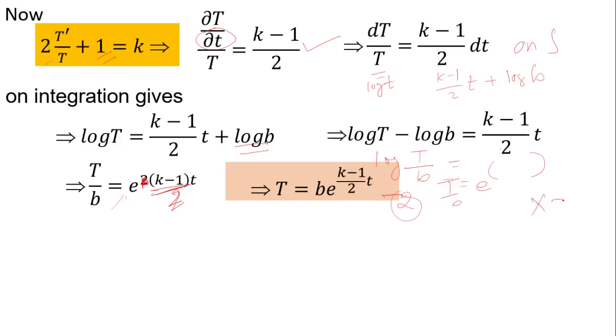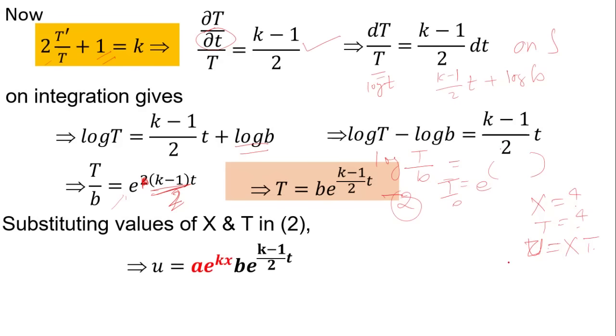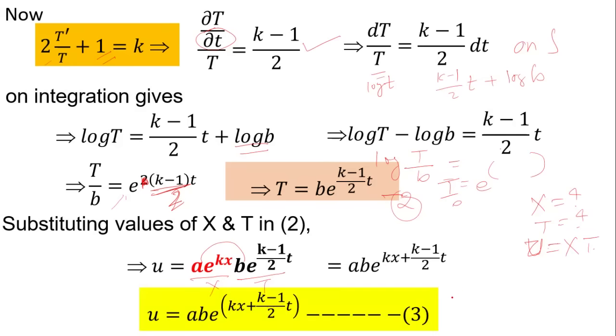So we have got the x, we have got t, and you know u is equal to the equation 2xt, and therefore by 2 you will get u is equal to this is x, and this is t. So grouping this, we first write a into b, e to the power kx into e to the power k minus 1 by 2 into t, and adding the powers of e, we get e to the power kx plus k minus 1 by 2 t. So u is equal to this. This is the general solution.